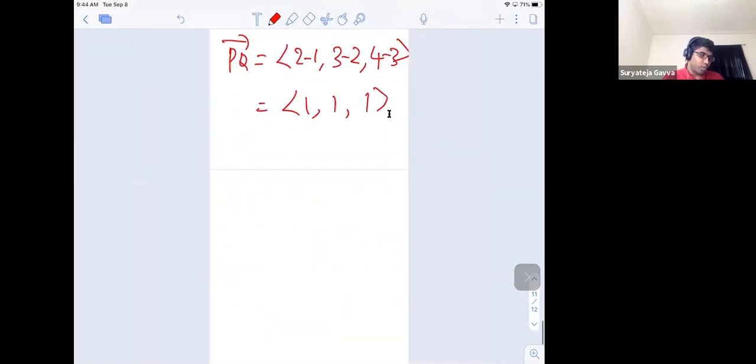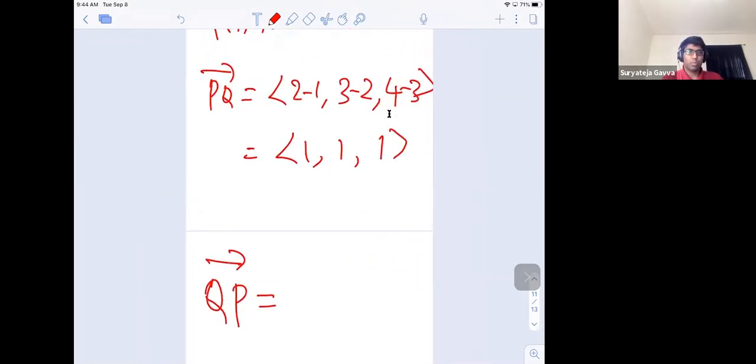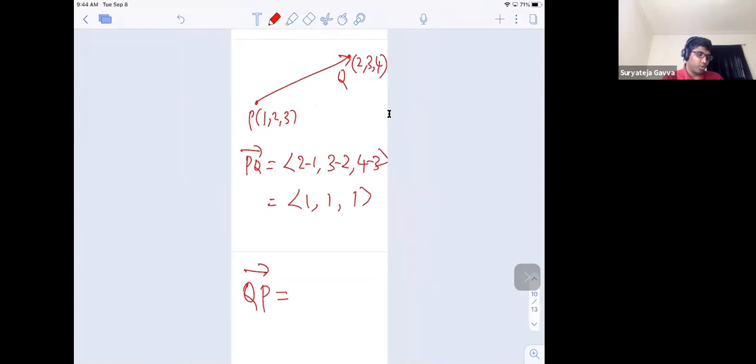Okay, so what about the vector QP? Can you tell me what the vector QP is? As I said, vector PQ and vector QP are not the same thing. They are along the same direction, but they're different vectors. This is PQ and this is QP. So you have to change the signs. It's <-1, -1, -1>. I hope you got the basic idea.